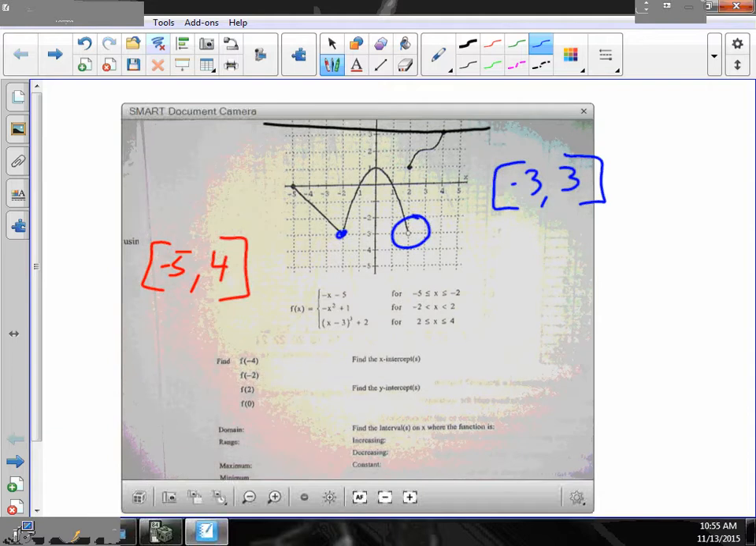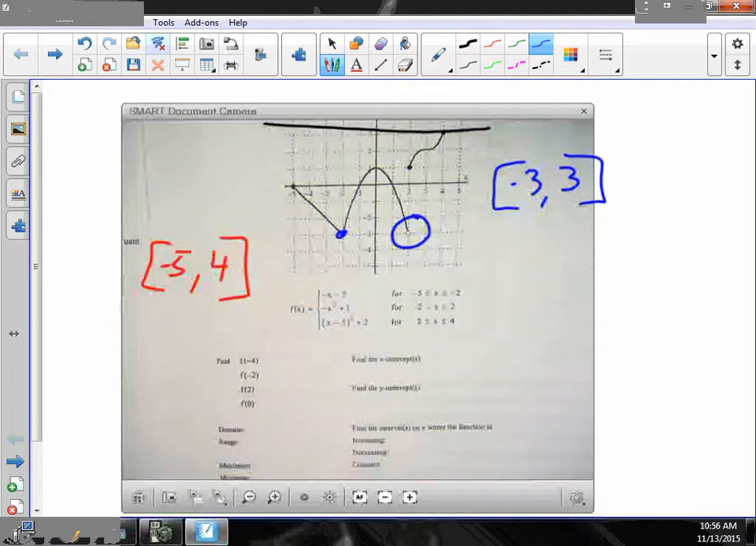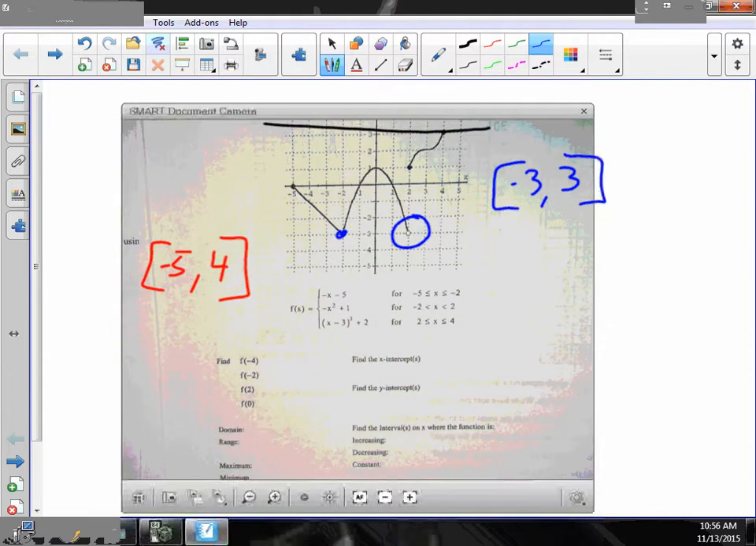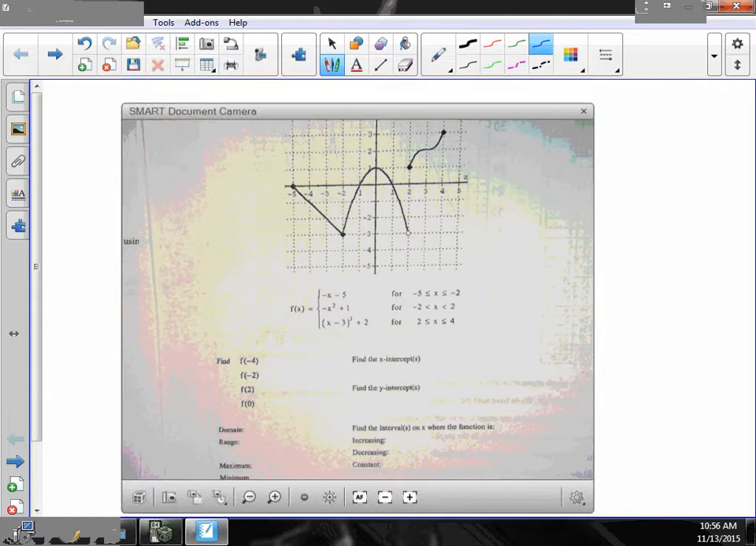All right, maximum. What is the biggest number this graph reaches? 3. What's the smallest number? -3. And notice the maximum and the minimum are shown in the range. Well, the lowest number in the range is the minimum, and the highest number in the range is the maximum. Okay. X-intercepts. How many x-intercepts does this have?